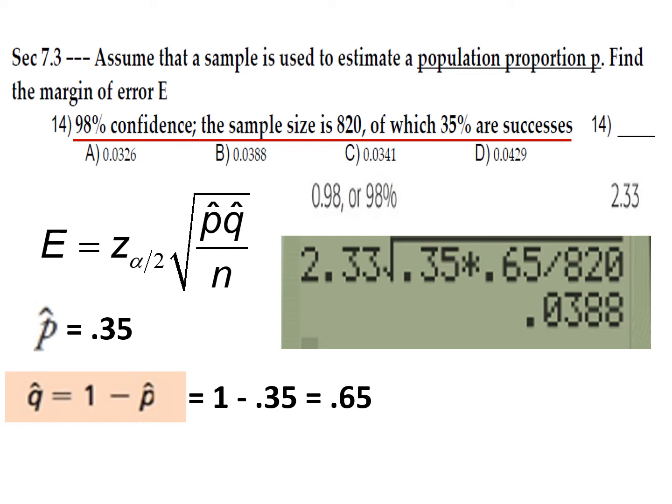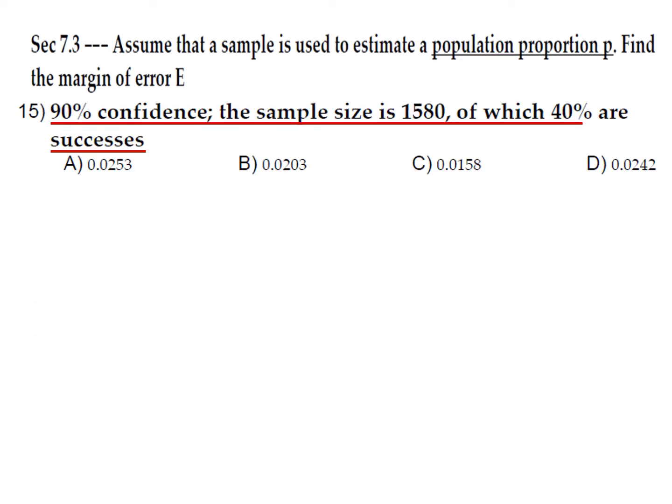All the answers here have 4 decimal places. I made sure my mode was set to 4. I want my answer to be exact. In that case, letter B.